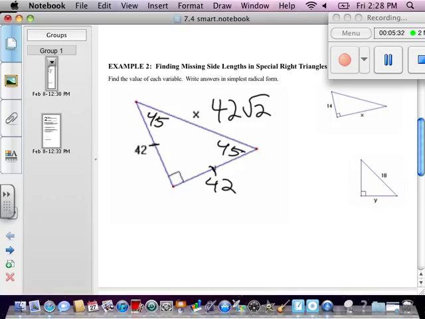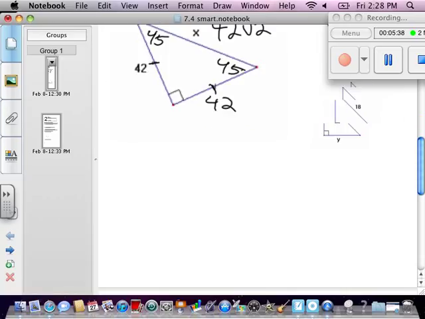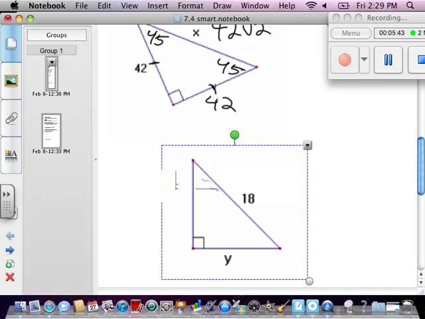It's another 45, 45, 90 triangle. We've got this little 45 in the corner. So 18 is my hypotenuse, and I want to find out what y is. If I look back at the front of my paper where it says x square root of 2 is the hypotenuse, then if I have 18 equals x square root of 2, what would I do to get this x by itself? Yes, Chris?